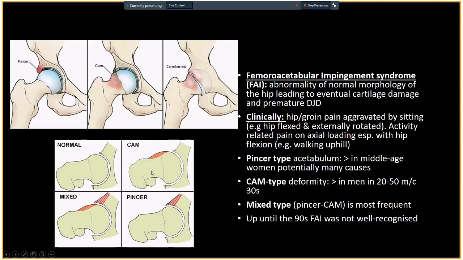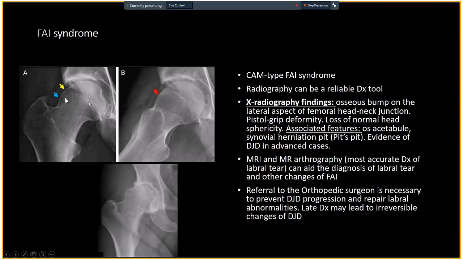What kind of age is affected by FAI? Again, men tend to suffer from it a little bit more than women, but still, we typically consider anything from sort of 20 to 50, and that age group may present with hip pain and progressive osteoarthritis later on. So let's look at some of this imaging.